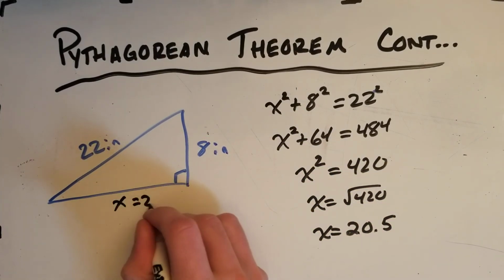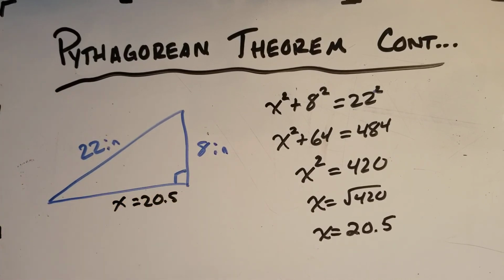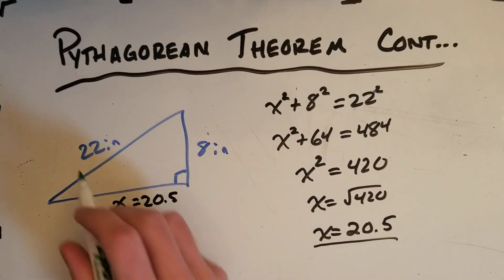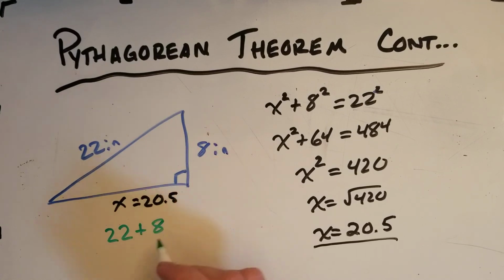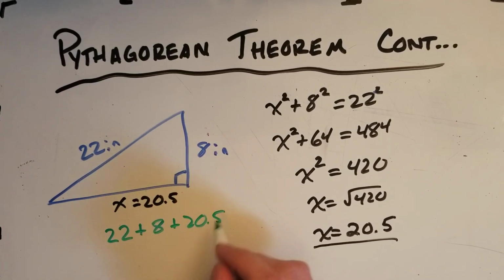So this is 20.5, but that's not what we were looking for. That's just part of the steps to get what we're looking for. In the end, we're looking for the perimeter of the triangle. So to get the perimeter, we need to add together all the sides. So 22 plus 8 plus the 20.5, that would give us the perimeter.